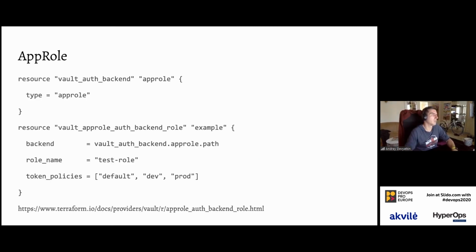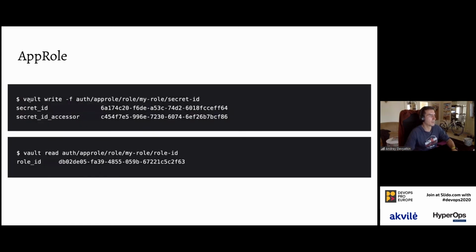This is how you configure it. You say, I'm going to have an auth backend of type AppRole. Then you create a role, saying this is the role name and the role is going to get those token policies. And you say it like this. You could use your CLI to say vault write auth approle role my-role secret-id, and secret ID is your password. And you can read role ID like this, and that's your login. So you use role ID as a login, and you use secret ID as a password.